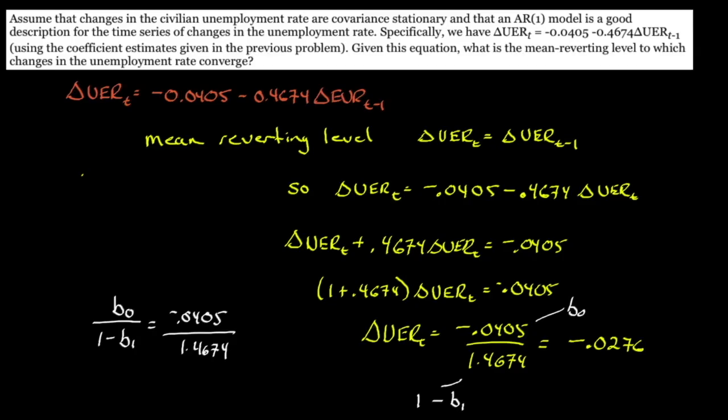And where are we now? LOSF. This ties well to LOSF. Explain mean reversion and calculate a mean reverting level. We've explained mean reversion. Let's calculate the level now. Assume that changes in the civilian unemployment rate are covariance stationary, and that an AR1 model is a good description for the time series of changes in the unemployment rate. So it is covariance stationary, and we know that all covariance stationary time series will have a mean reverting level. And we're told the AR1 model is a good description, so we're going to have a mean reverting level.